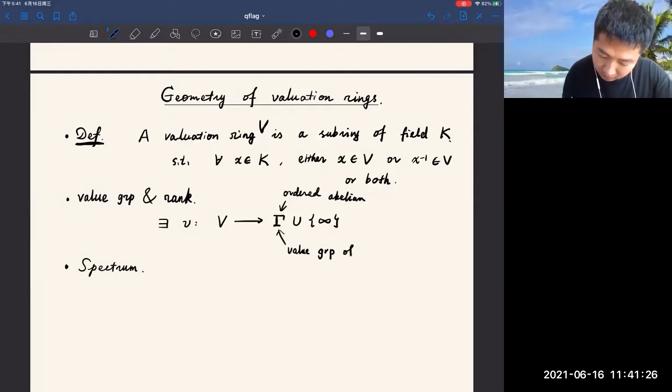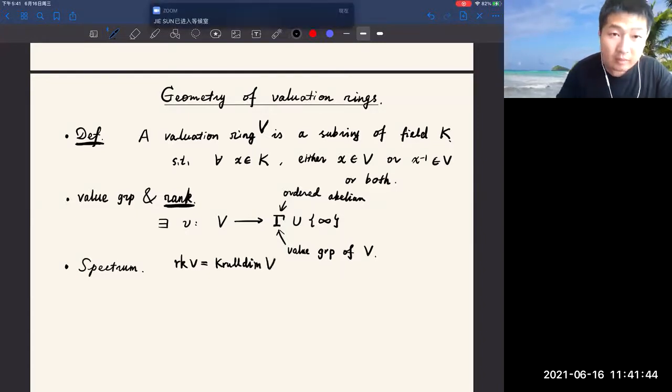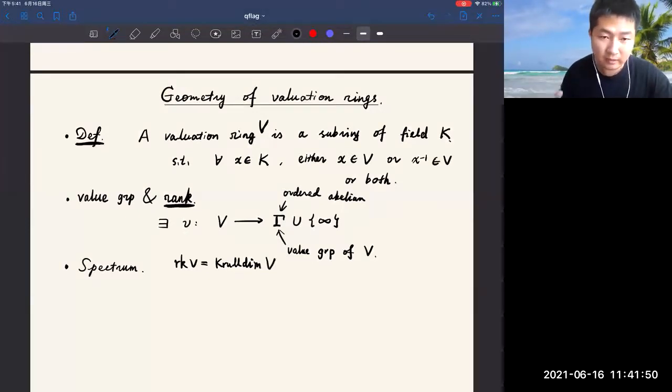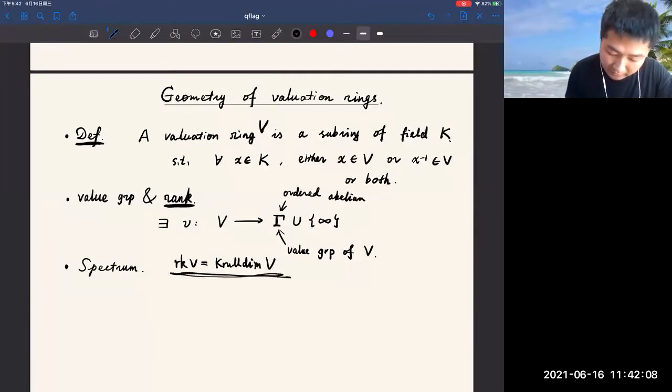There is also the notion of rank. There is a very simple definition of the rank: the rank of V is just the Krull dimension of V. But it is also determined by the value group. We can consider convex subgroups of the value group, which are totally ordered, and the ordinal is the rank. But here we only need to know the rank is defined by the Krull dimension.